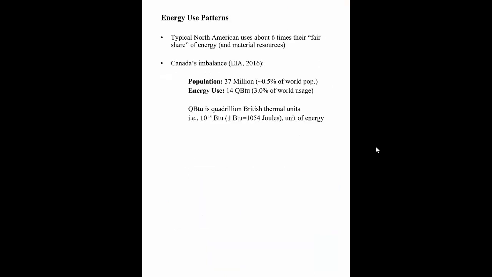So I've written here, the typical North American uses 6 times their fair share of energy. And of course, not just energy, but material resources. And I've listed Canada's imbalance here. This is from the EIA, the Energy Information Administration. That's a department of the U.S. Department of Energy, and they maintain statistics for energy use around the world. It's an amazingly good site.